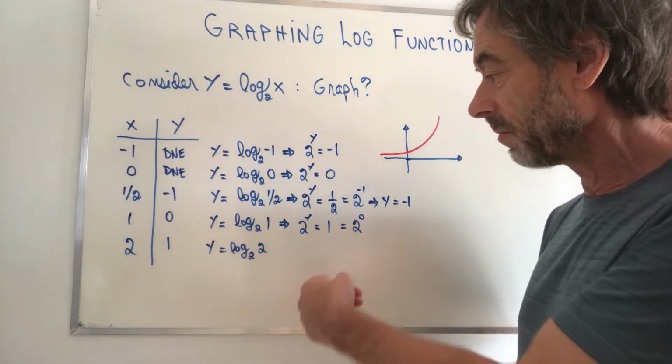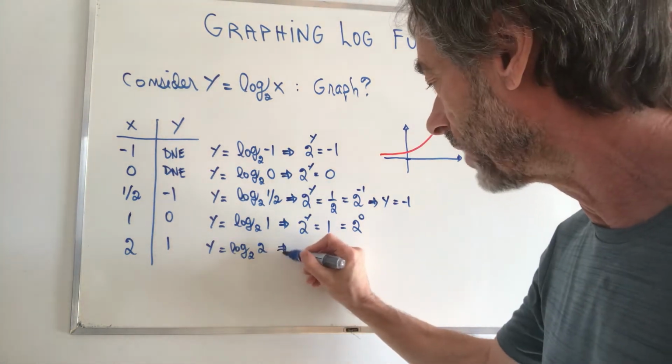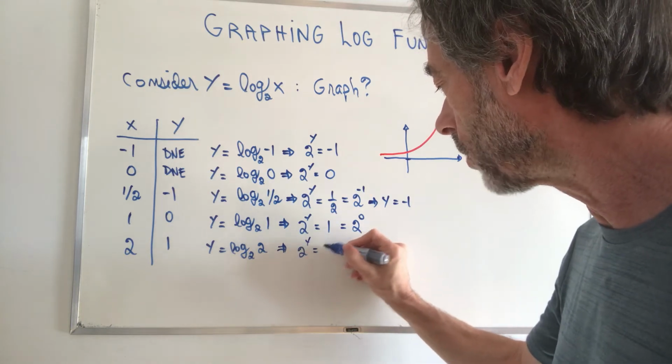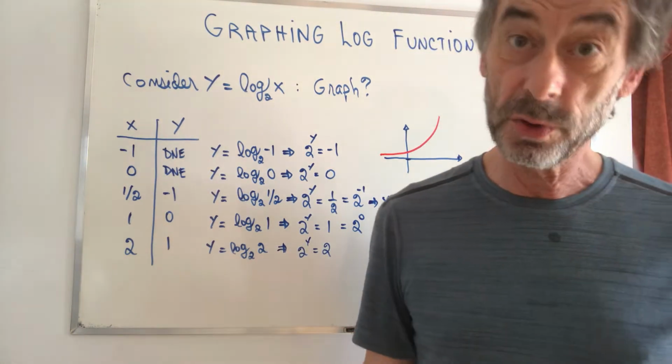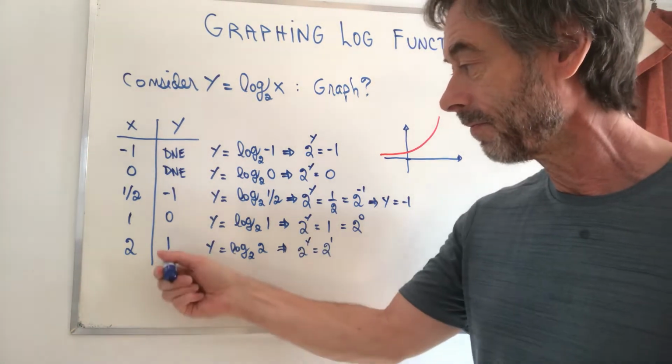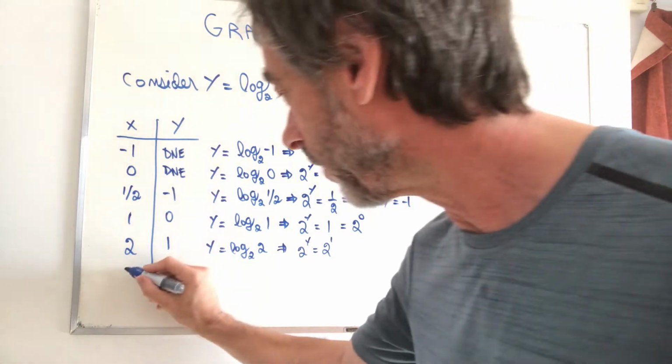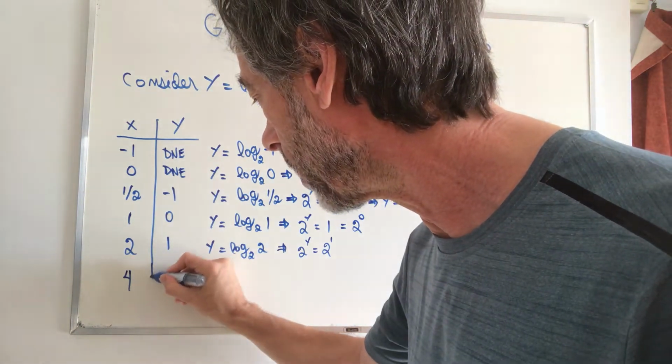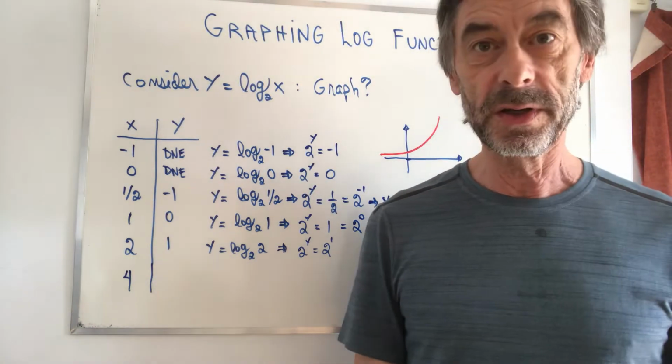Otherwise, we could do the transformation and we would actually get 2 to the y equals 2, which is 2 to the 1, of course. That means y is equal to 1. All right, let me get another value. I think it should be enough. We're starting to get a good feel of what this is going to look like.